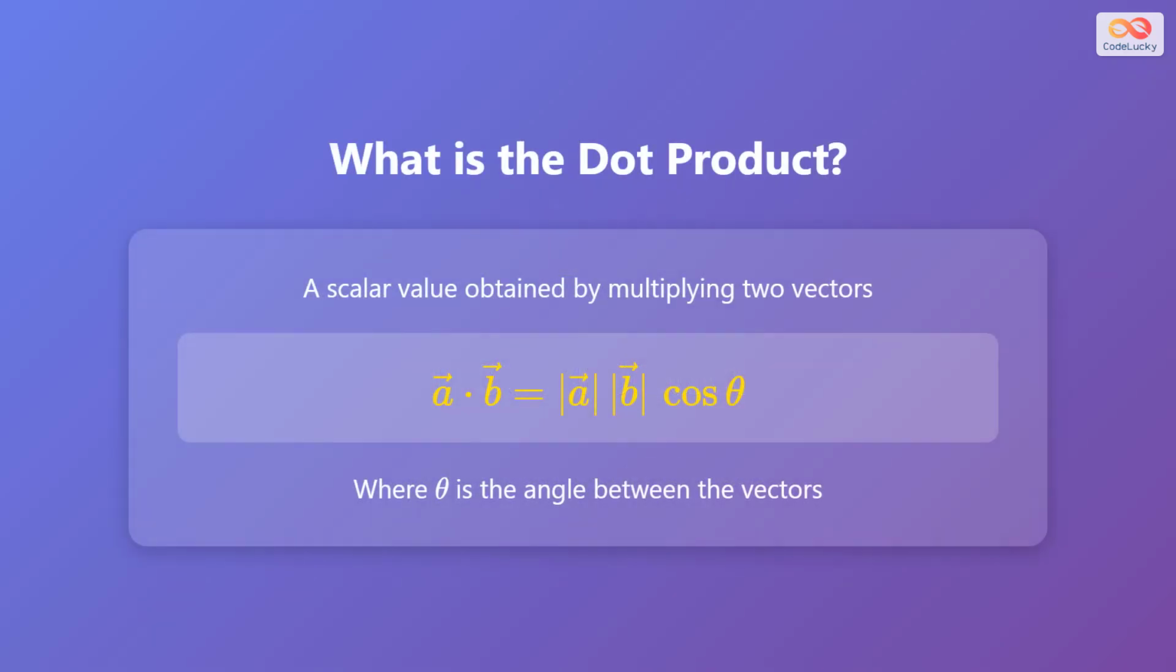The dot product is a mathematical operation that combines two vectors to produce a scalar value, which is just a single number. The formula is vector A dot vector B equals the magnitude of vector A times the magnitude of vector B times the cosine of theta. Here, theta represents the angle between the two vectors. This operation measures how much two vectors align with each other in the same direction.